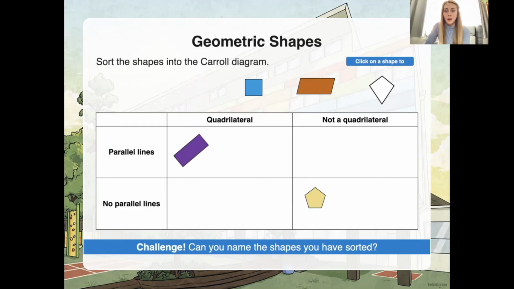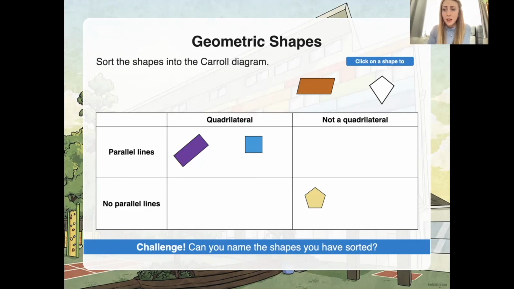Okay, next up, we've got a square, a blue square. Again, it's a quadrilateral because it has four sides. And we already know from the example earlier that squares do contain parallel lines. So that is going to go into the same section as the rectangle. And actually looking at those two shapes there, they do look quite similar. You might be able to spot the main difference between them, but they also share a lot of the same properties.